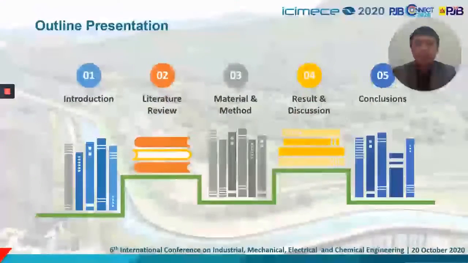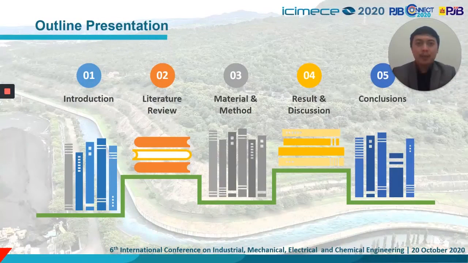My talk this afternoon is divided into 5 main sections. The first is the introduction of the background of our research. The second is the literature review. The third is the material and method that we use in the study. The fourth is the result of research. And finally, the fifth, is the conclusion.